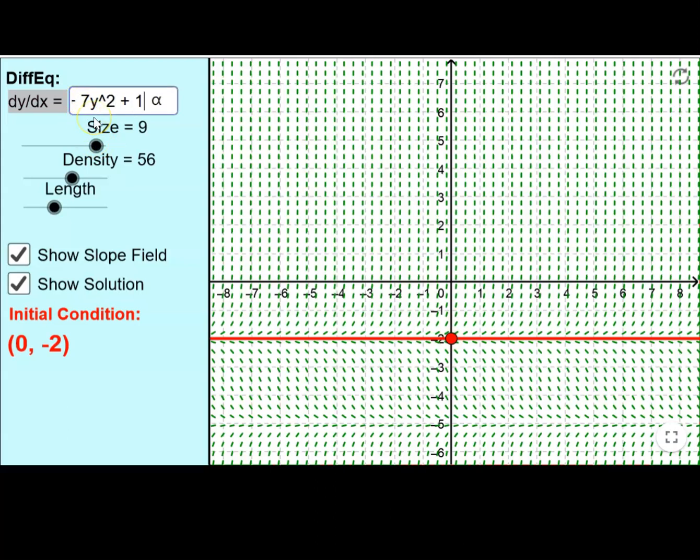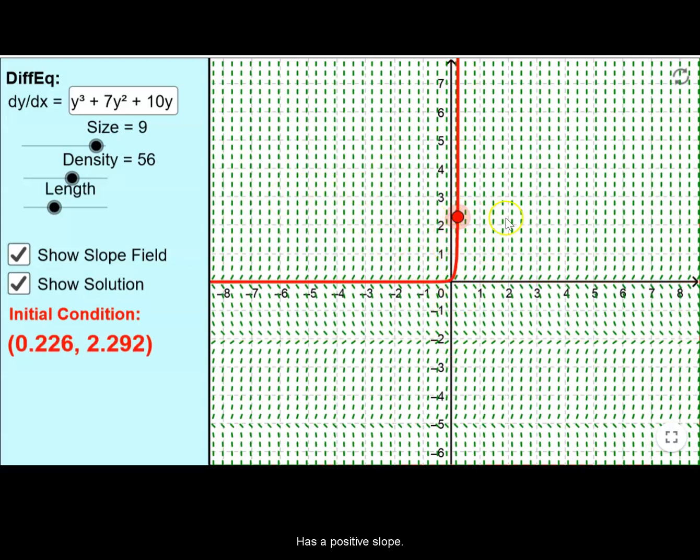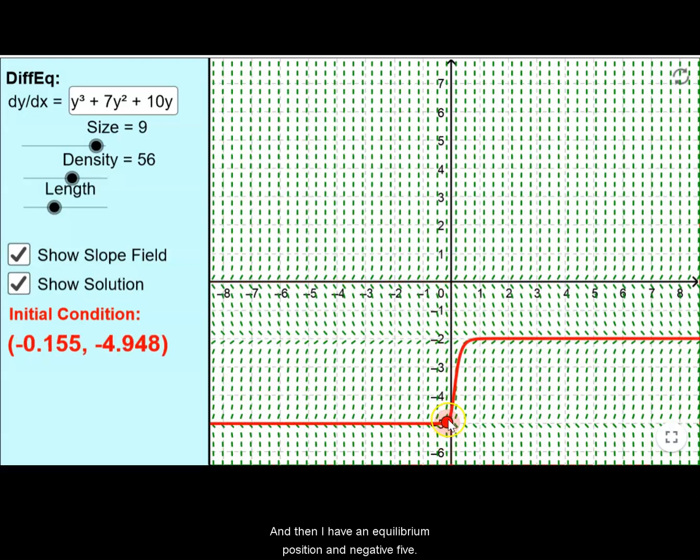Squared y, and then let's call this cubed. Okay, so now I have an equilibrium position here, where everything above it has a positive slope, right? All functions are increasing. I have an equilibrium position at -2, and everything in between it has a negative slope. And then I have an equilibrium position at -5, where everything above it has a positive slope, and everything below it has a negative slope, right?